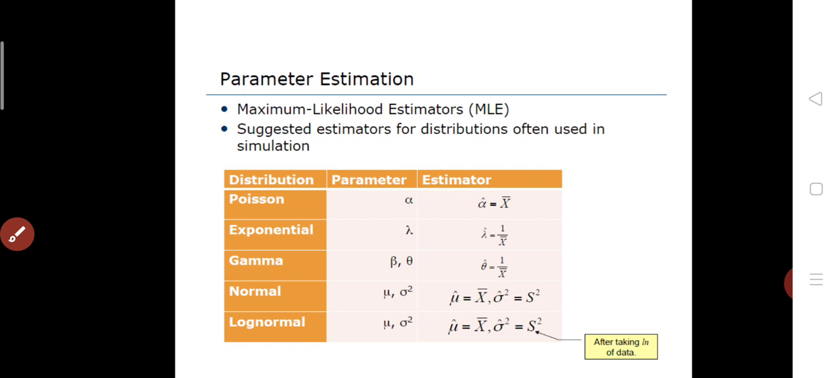This table shows the parameter estimator for different distributions. The Poisson distribution has the parameter estimator alpha cap equal to x bar.